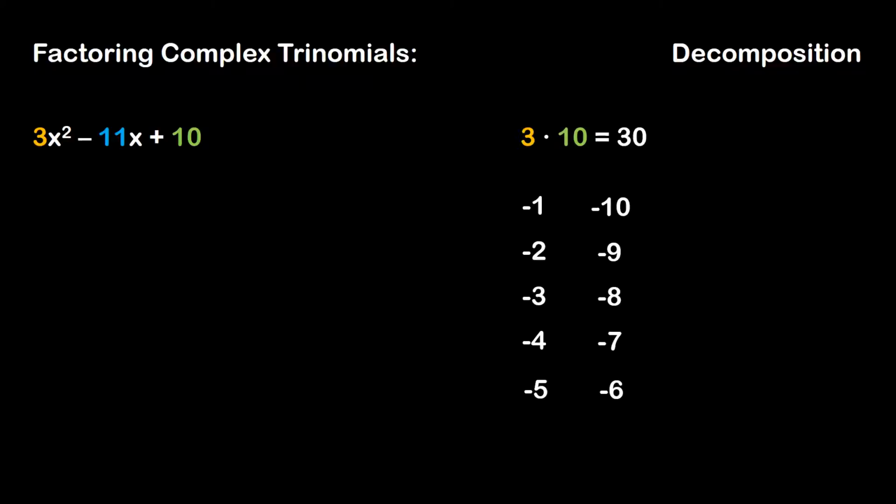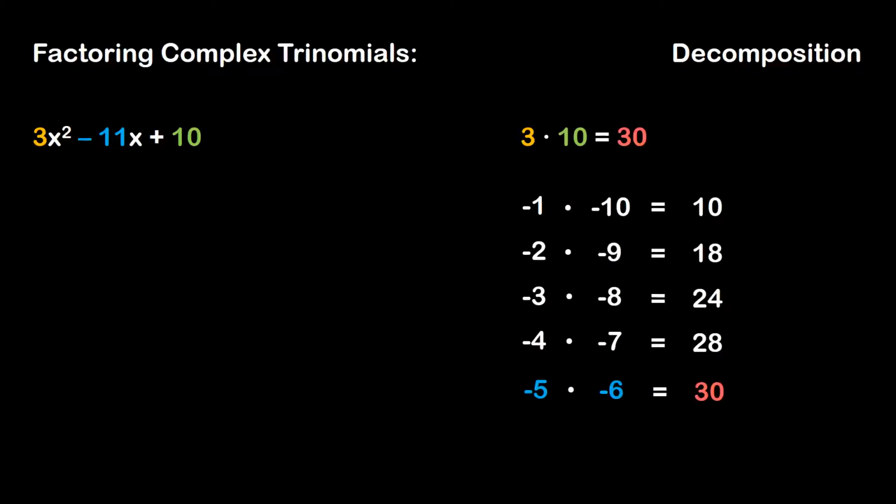Once again, we can multiply each of these pairs of numbers. So negative 1 times negative 10 is 10. Negative 2 times negative 9 is 18. Negative 3 times negative 8 is 24. Negative 4 times negative 7 is 28. And negative 5 times negative 6 is 30. So the two numbers that add up to negative 11 and multiply to give us 30 are negative 5 and negative 6.